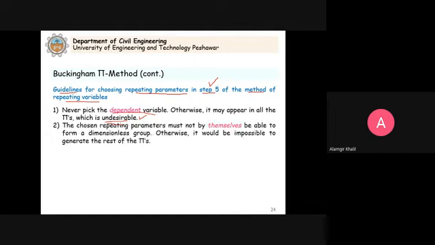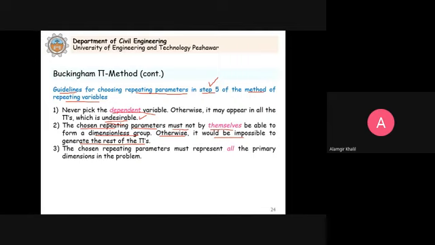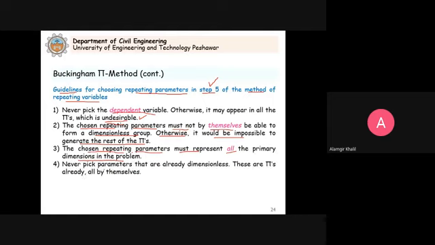The chosen repeating parameters must not by themselves be able to form a dimensionless group. Otherwise, it would be impossible to generate the rest of the pi's. This is what we already discussed. Among themselves, the repeating variables should not form a dimensionless group. The chosen repeating parameters must represent all the primary dimensions in the problem. This we already discussed. Never pick parameters that are already dimensionless. These are pi's already by themselves.